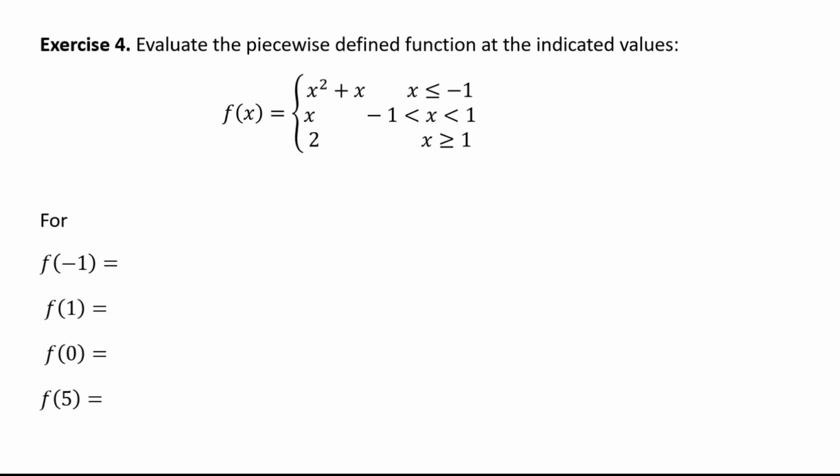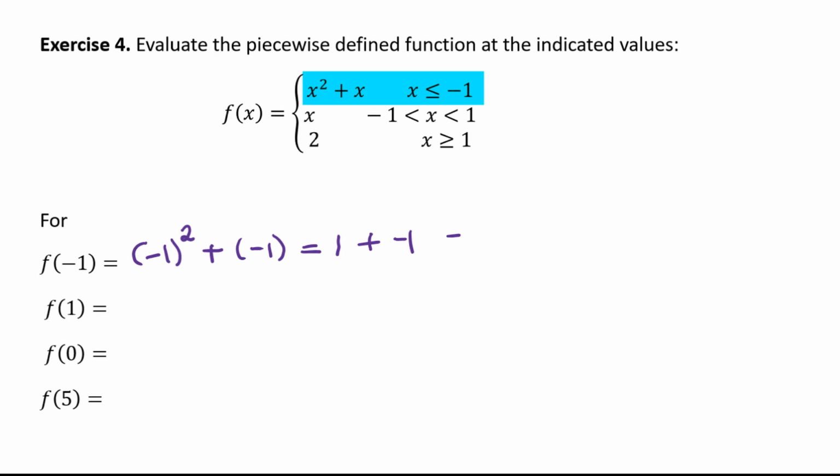So for f of -1, -1 is in the purview of the first piece of the function, x squared plus x, and so in solving this, it would be -1 squared plus -1, which becomes -1 squared is 1 plus -1 is equal to 0. F of 1. That's the third piece where the domain restriction is x is equal to or greater than 1, and that's the constant number 2.